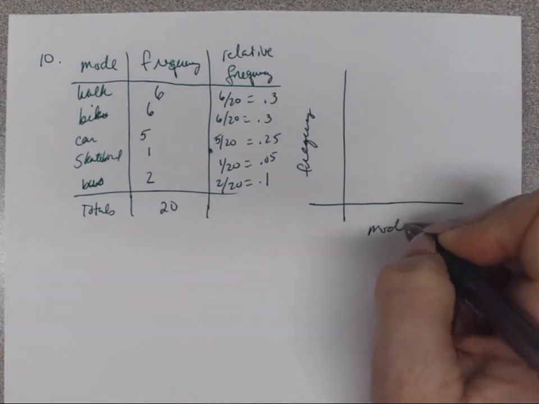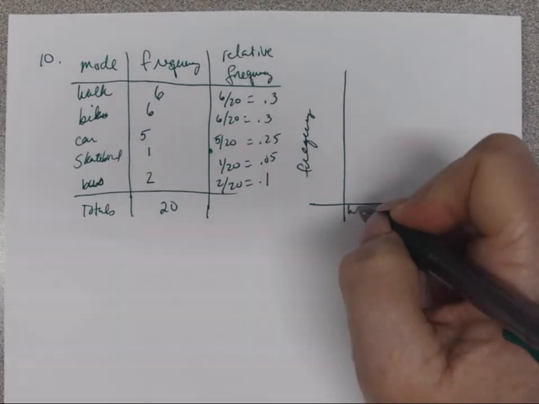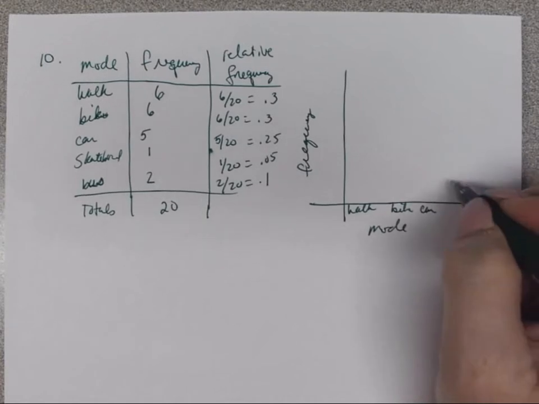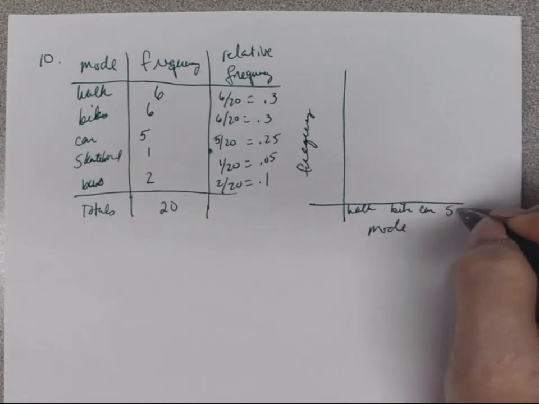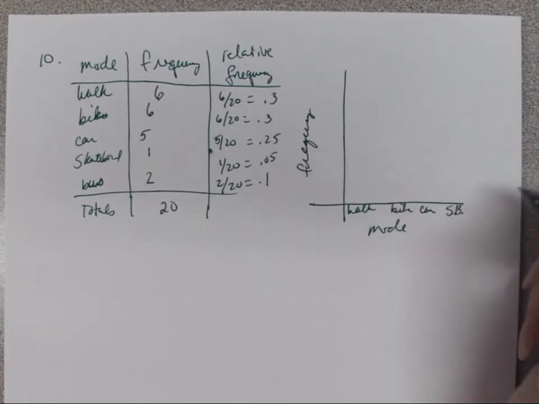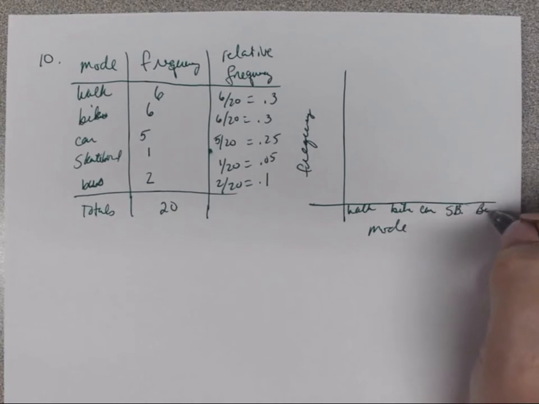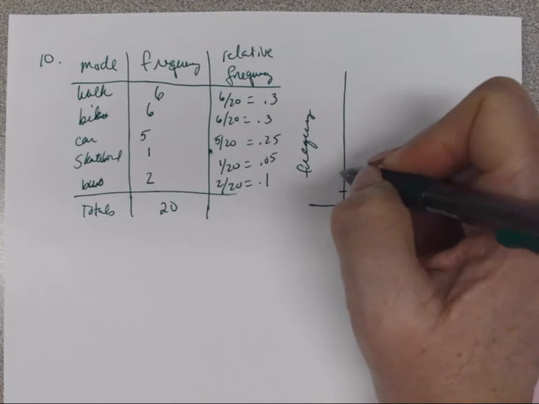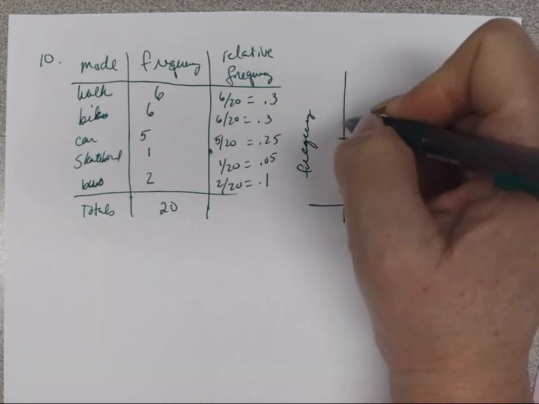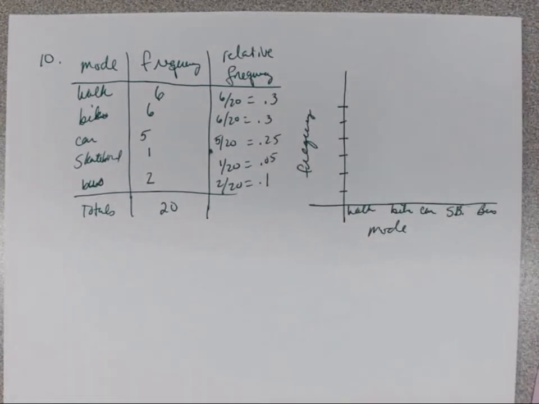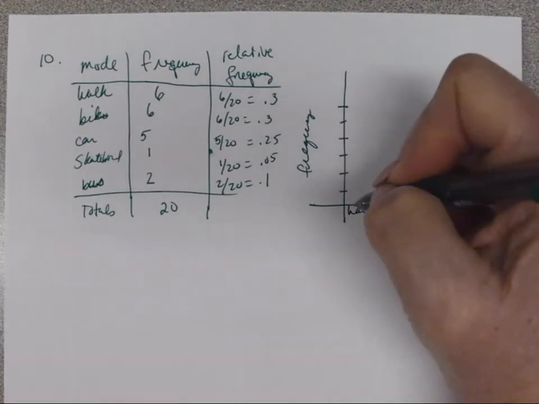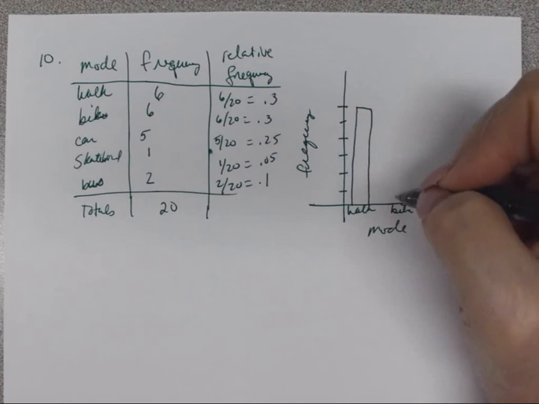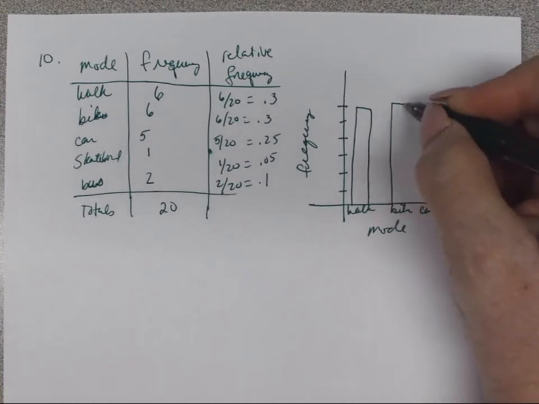And we've got our mode here. So we've got walk, bike, car, skateboard. I'm going to just put SB for skateboard. And we have a bus. And we go all the way up to 6. So 1, 2, 3, 4, 5, and 6. So for walking, we are all the way up to 6. For the bike, we are all the way up to 6.